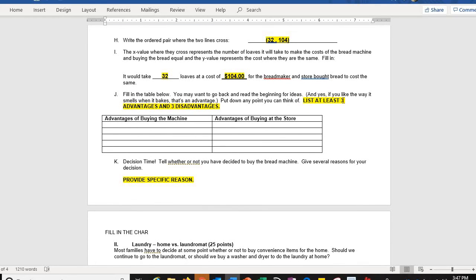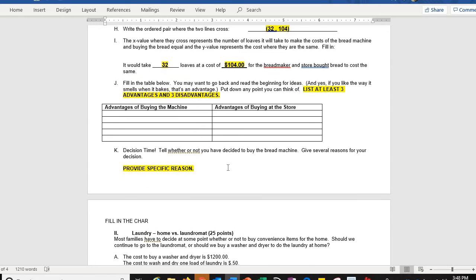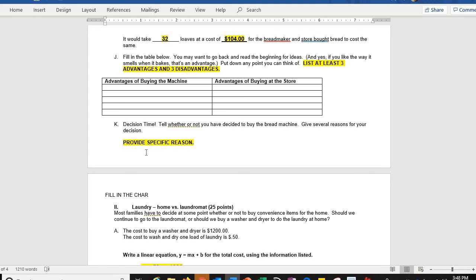And my statement was you have to list at least 3 advantages and 3 disadvantages for buying the bread machine. Okay? You're choosing. Maybe it's how it makes you smell. Maybe it's that I get to choose whatever kind of bread I want to make, whatever the case is. And then you're going to choose. You're either buying the machine, or not buying the machine. But give specific reasons as to why you made that choice. Once you do that, number 1 is done.